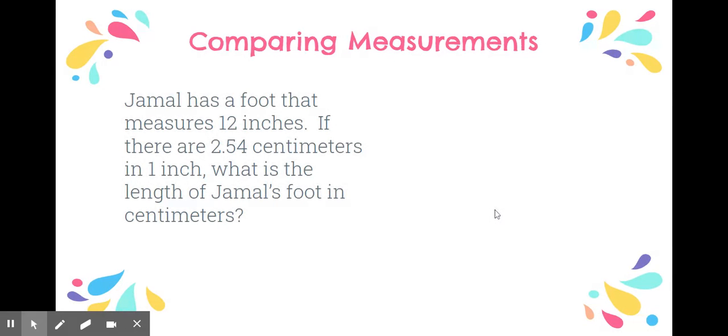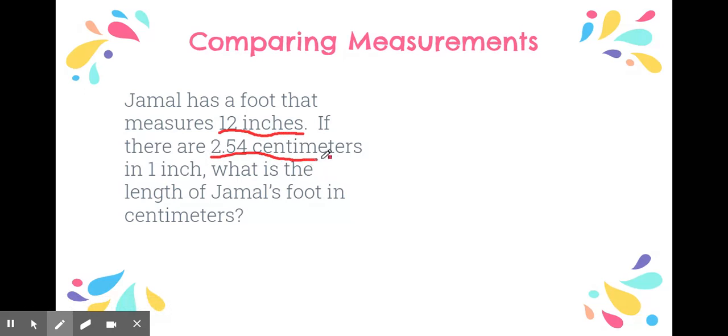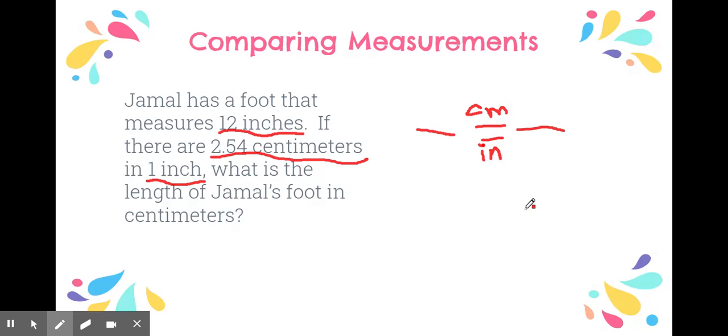Okay, so let's do some examples. Jamal has a foot that measures 12 inches, so his foot is 12 inches long. If there are 2.54 centimeters in 1 inch, what is the length of Jamal's foot in centimeters? I know I'm comparing these two measurements, centimeters and inches. So I'm going to put centimeters on top and inches on bottom. You can do it the other way as long as the numbers are correct. I'm going to look at this part first, 2.54 centimeters in 1 inch.